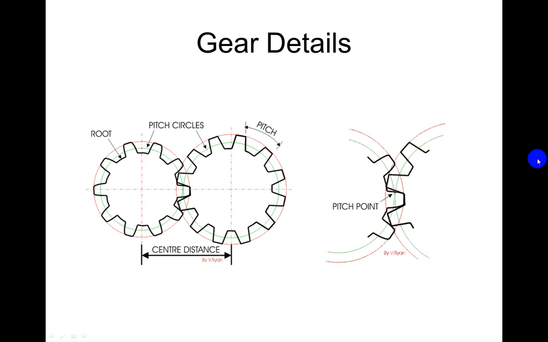The pitch of a gear is the distance between any point on one tooth and the same point on the next tooth. The root is the bottom of the gear wheel. The pitch point is the point where gear teeth actually make contact with each other as they rotate.